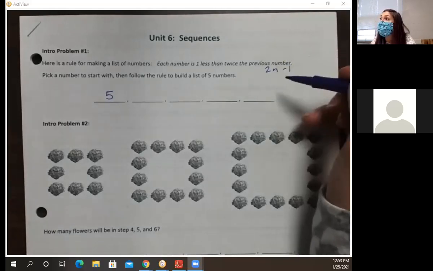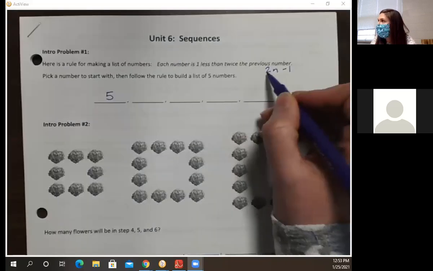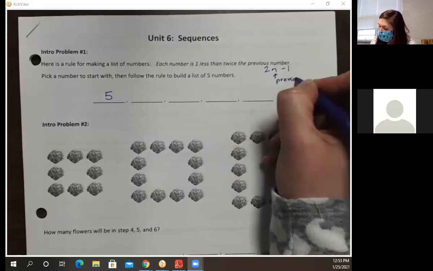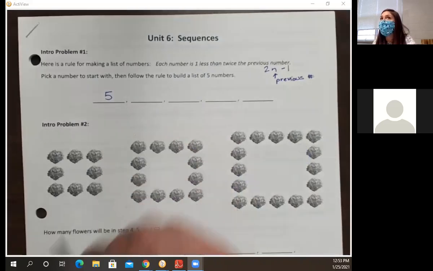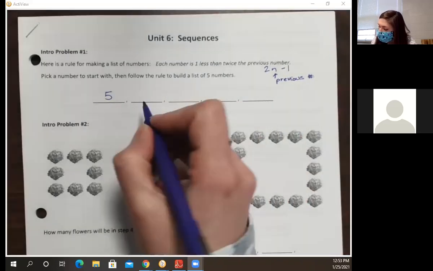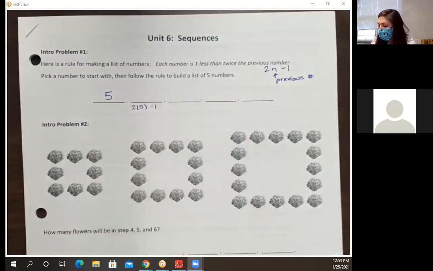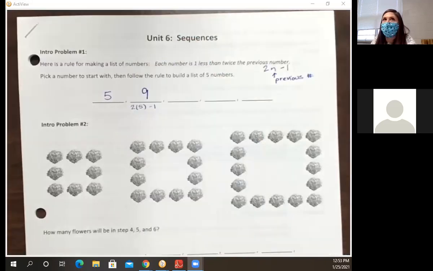Okay, so on page 1, this first problem gave you a rule, right? 1 less than twice the previous number, 2n minus 1, where n is going to be our previous term. So let's say we start with 5. You could start with whatever number you want, but let's say you start with 5. That means our next number is going to be 2 times 5 minus 1. That would be 10 minus 1, that's 9.